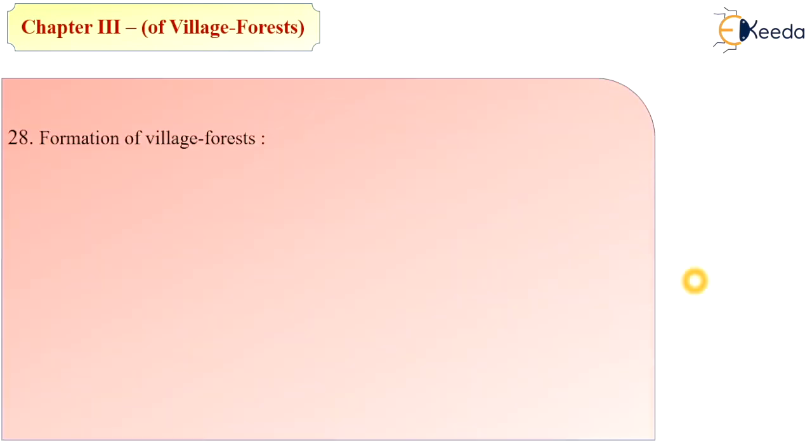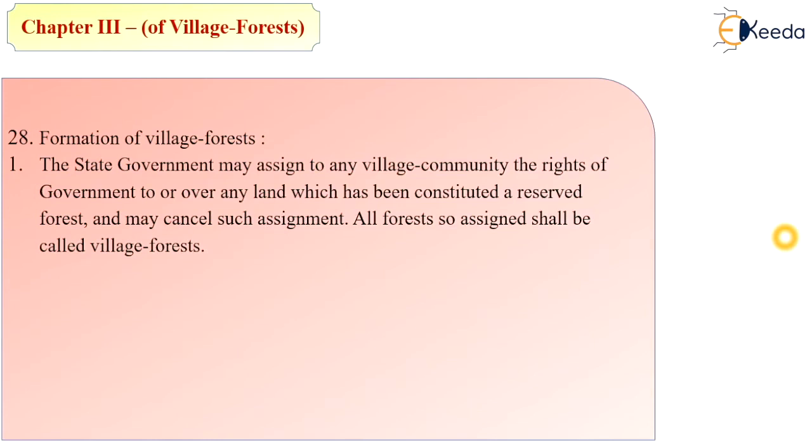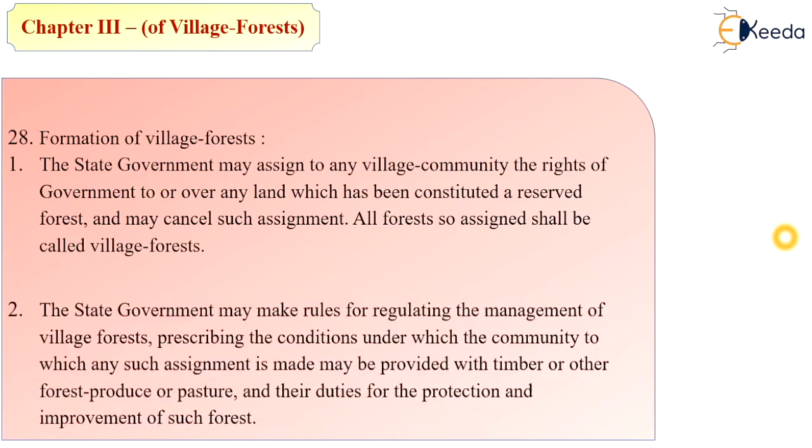So we are continuing this act with chapter 3, which is related to village forest. This part involves the remaining sections which continue from number 28. Section 28 is related to formation of village forest. The state government may assign to any village community the rights of government to or over any land which has been constituted a reserve forest and may cancel such assignment. All forests so assigned shall be called village forest.